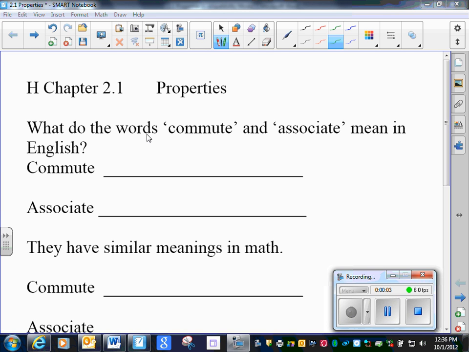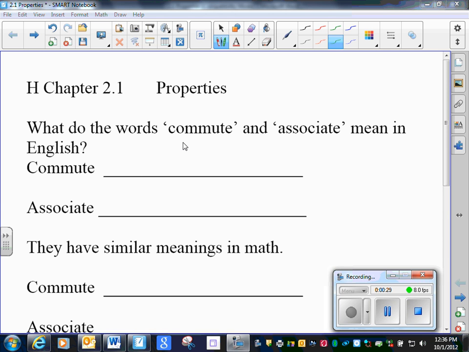Hello, honors friends. Today we're going to talk about the first section in chapter 2, and actually the first couple sections of chapter 2. First one is 2.1, which is properties, and I gave you these notes. You should have the notes in front of you and a pencil so you can take notes along with me as I explain some of the terminology.